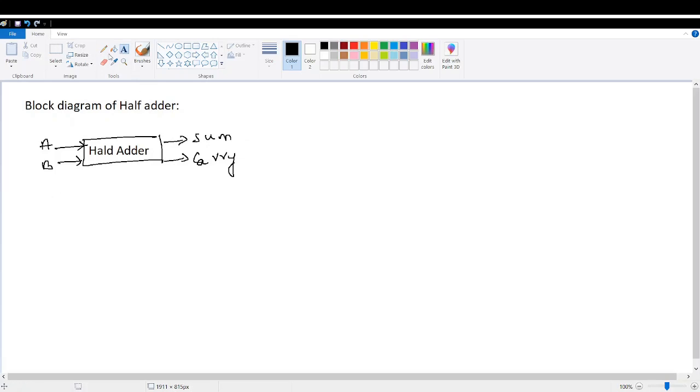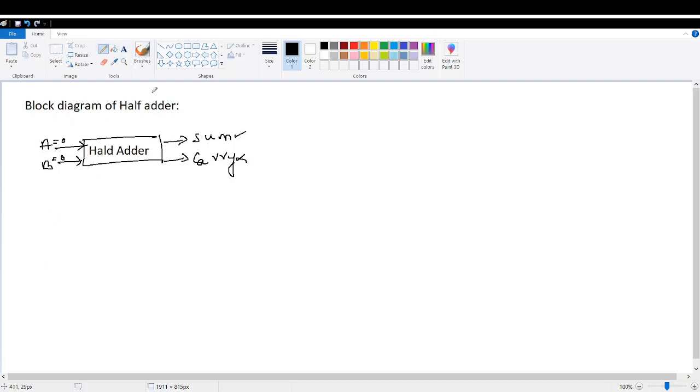Now based on this block diagram I have to write the truth table, right? If you see, we understood the logic of the half adder. This is the block diagram. We'll be having two inputs and two outputs. Now how are the outputs generated? Let's say A equals 0, B equals 0, this half adder will add these two values and it will give the sum output and carry output. Okay, fine. So after understanding the logic, we have to write the truth table.